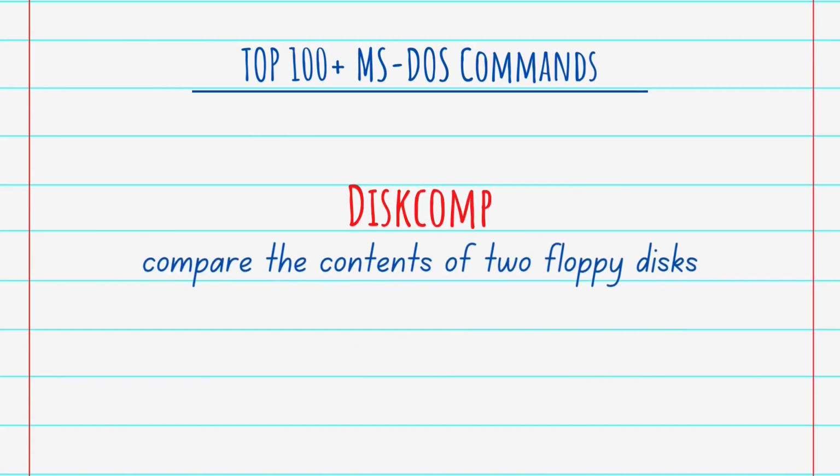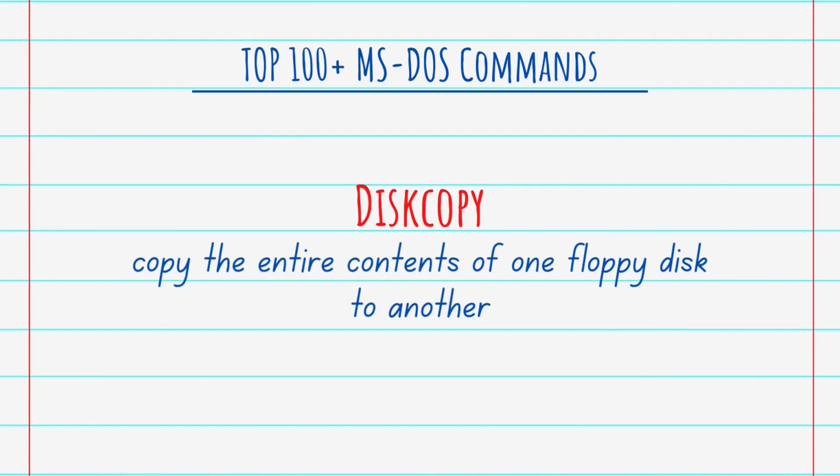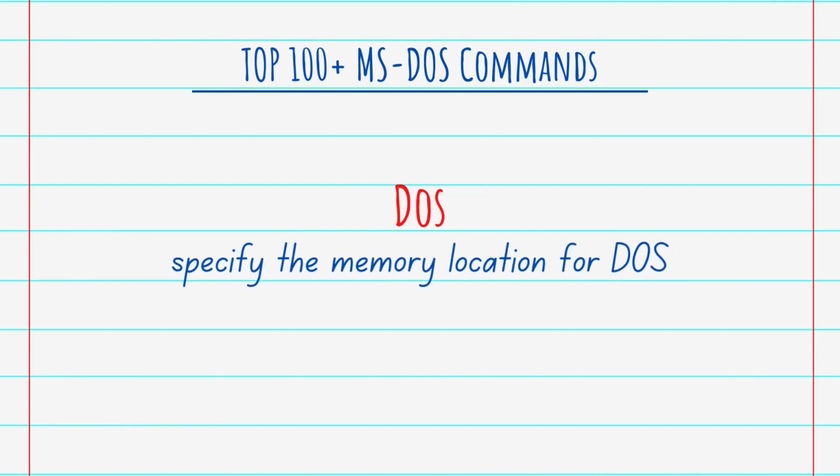Then next is diskcomp. The diskcomp command is used to compare the contents of two floppy disks. Diskcopy. The diskcopy command is used to copy the entire contents of one floppy disk to another.